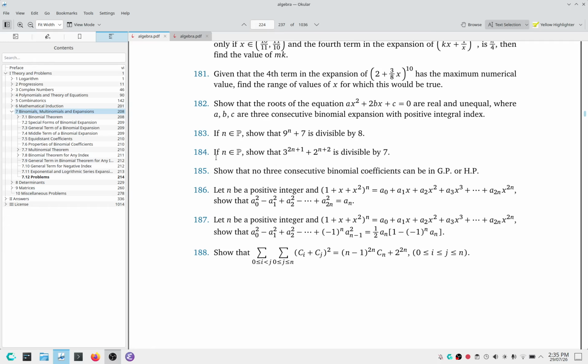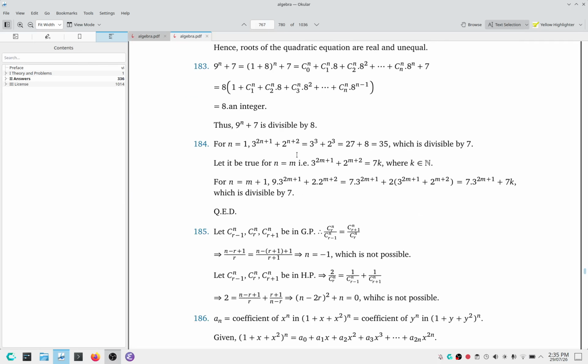Question 184 says that if n is in the set of positive integers, show that 3^(2n+1) + 2^(n+2) is divisible by 7. So for n equal to 1, we substitute the values. We get 3 cubed plus 2 cubed, that is 35, which is divisible by 7. We let it be true for n equal to m. So 3^(2m+1) + 2^(m+2) is 7k.